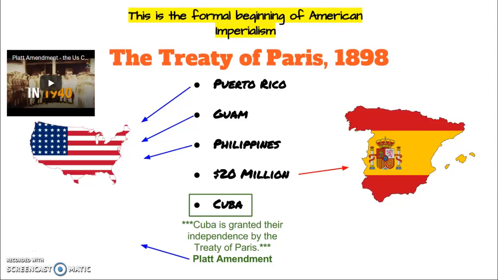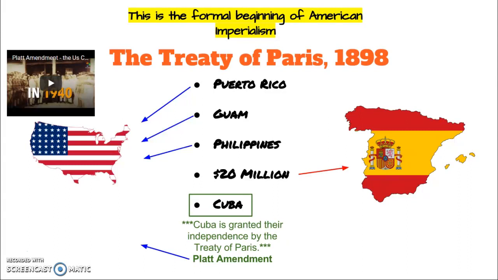Alright, guys, welcome back. What you see in front of you is a very, very simple breakdown of the Treaty of Paris in 1898. If you remember, this is the third Treaty of Paris that we're going to look at. The very first one we looked at ended the French and Indian War. The second one ended the American War for Independence, and the third one is going to end the Spanish-American War.